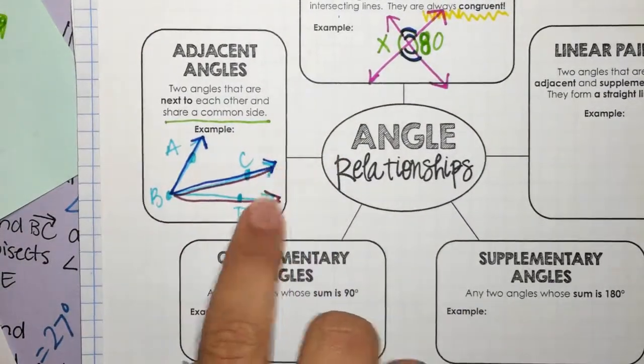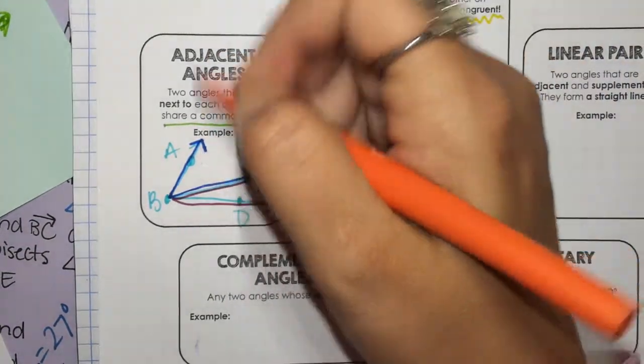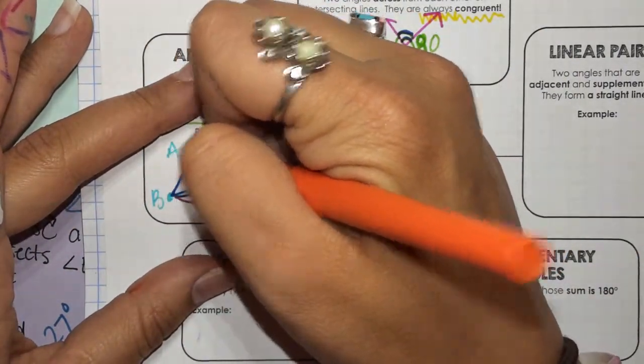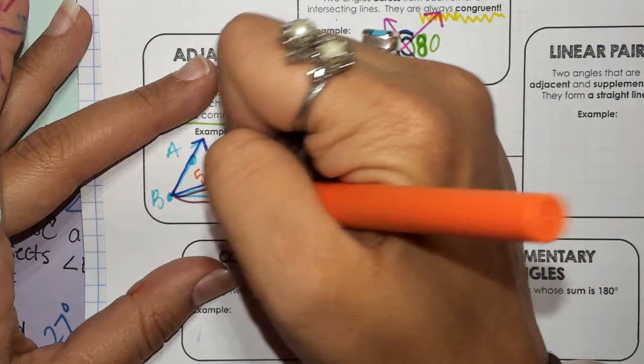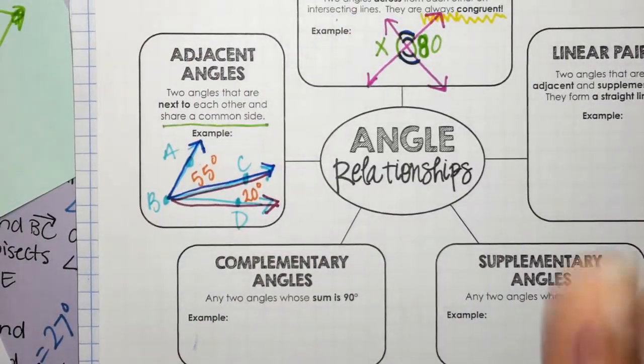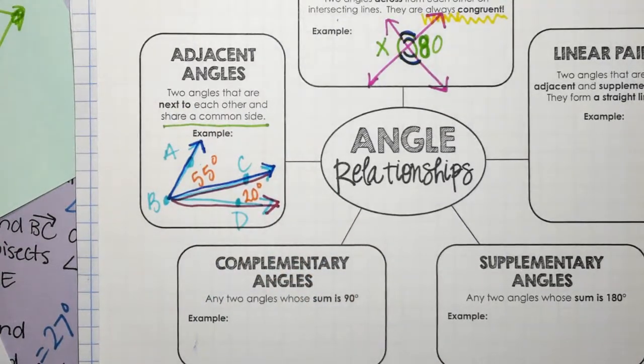No. What about DBC? What if I told you, don't write this down, I just want you to look for a moment, what if I told you that ABC was 55 degrees and CBD was 20 degrees? Could you find the measure for ABD? Yes. What would it be? 75. You just add them together. That's it. That's all you do with angles. Isn't it crazy?